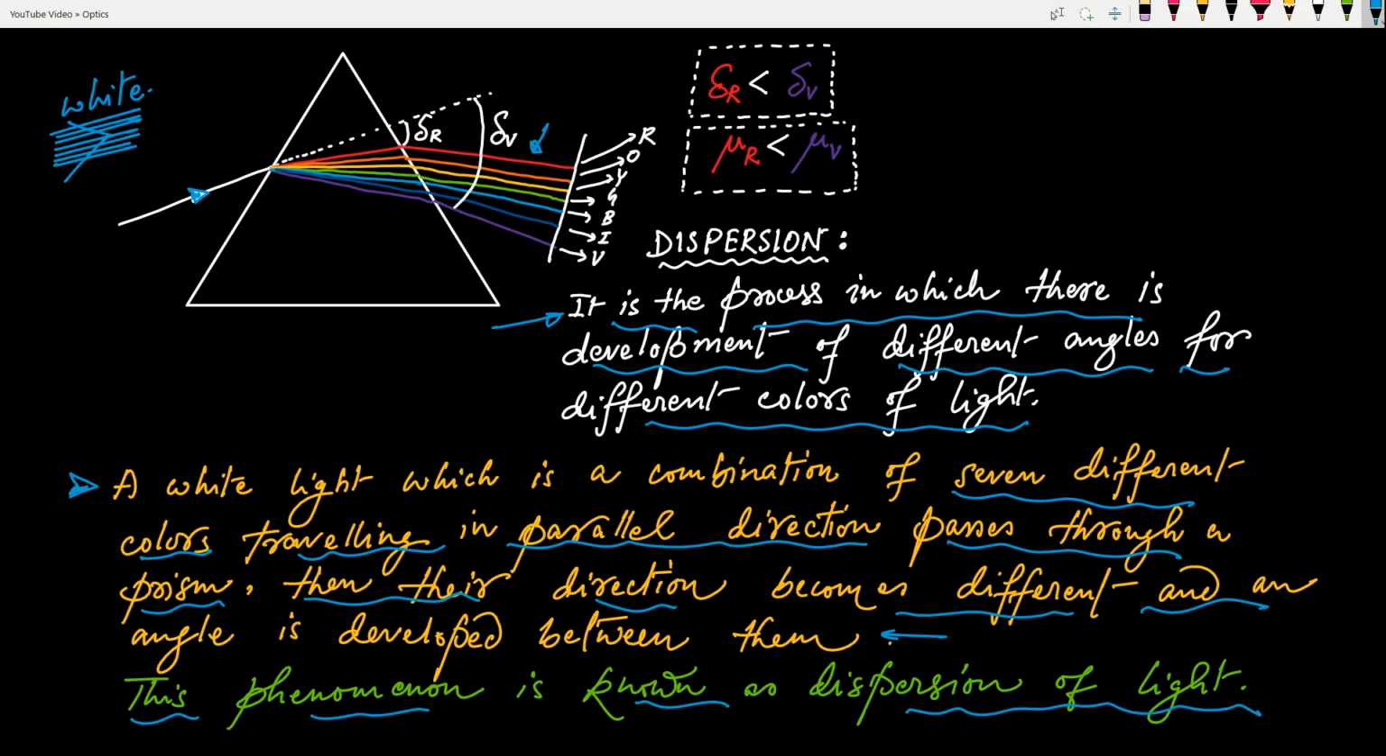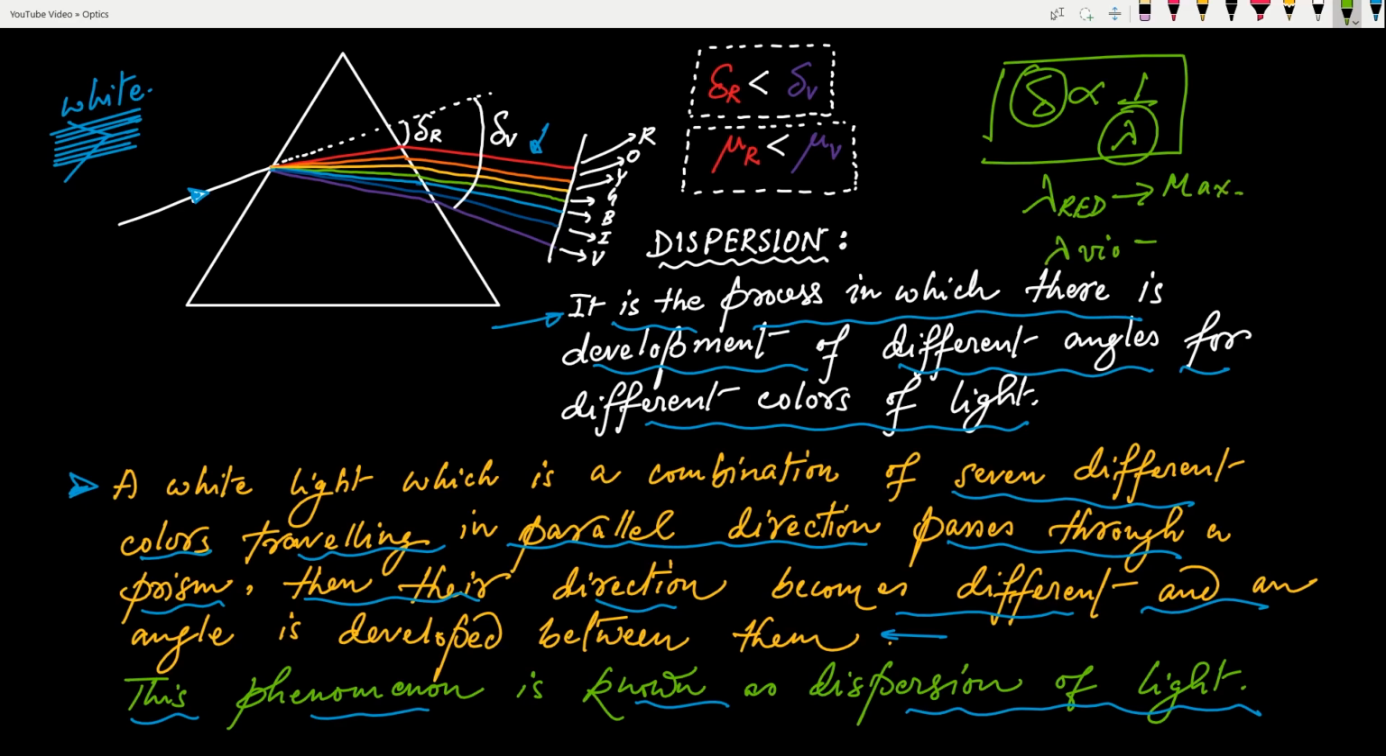Once the definition is clear, now let's look into the diagram to make things more clear. We have learnt in our earlier video that deviation is inversely proportional to lambda. In my earlier video, part 12, I have discussed this concept; if you haven't checked that video, please check it. As we know, the greater the wavelength for a given light, the smaller will be the deviation. We know that lambda for red is maximum, isn't it? And lambda for violet is minimum. Since lambda for red is maximum, deviation will be minimum.